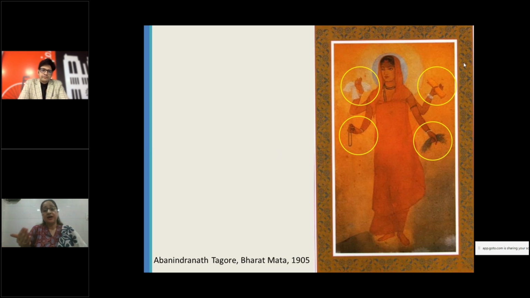So when we look at the iconography, when you try to understand the signs and the symbols of how India is represented, again, this basically shows what the artist perceived India to be like, and what is the message that he's trying to convey to the people through this particular image.